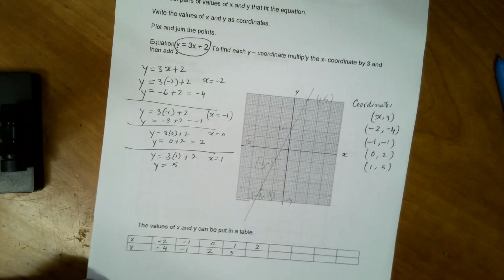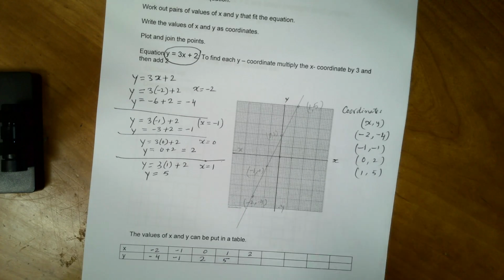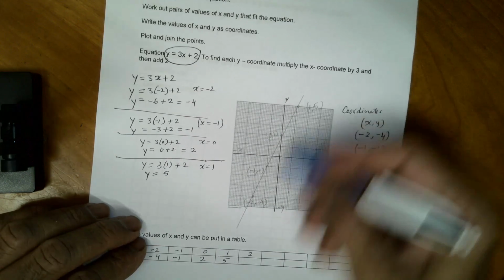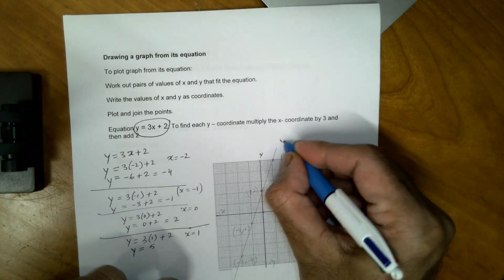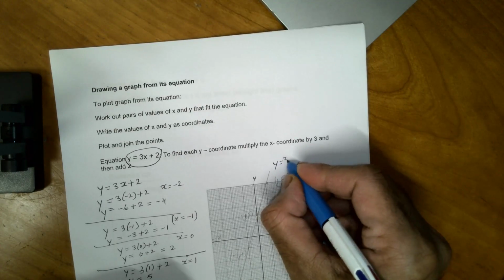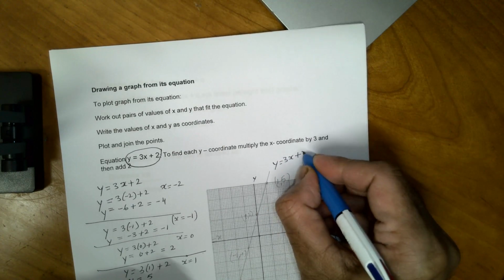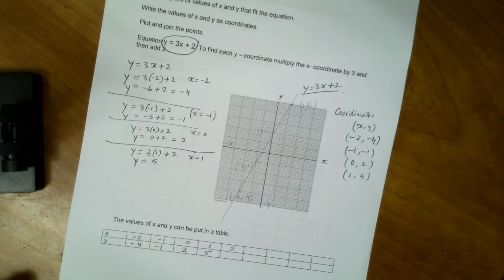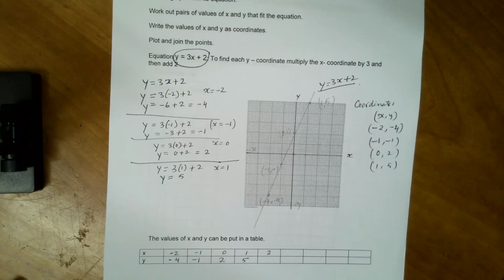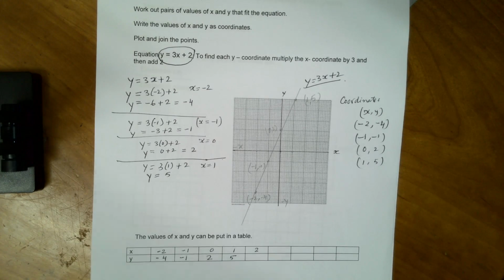So this is what we got. This line represents y equal to 3x plus 2. I hope you understand this, right?